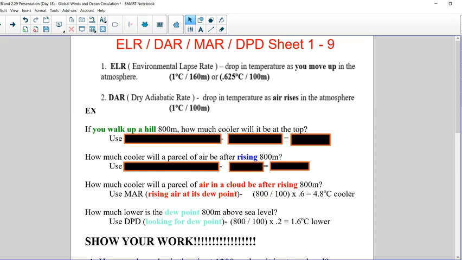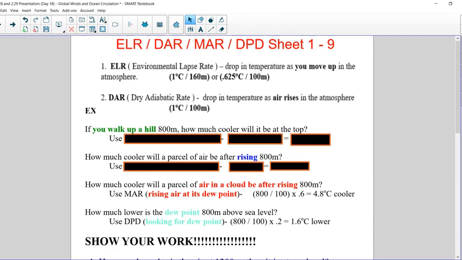Last class, we went over the ELR, which is the environmental lapse rate. It's the rate at which the temperature drops as you move up in the atmosphere. So if you're comparing two different elevations, or you are talking about going up or down from the mountains, you use the ELR. In the DAR, it's when air is rising. So sometimes you'll see the word parcel of air, a package of air that is going to rise up. And as it rises, it expands and cools off at the DAR.